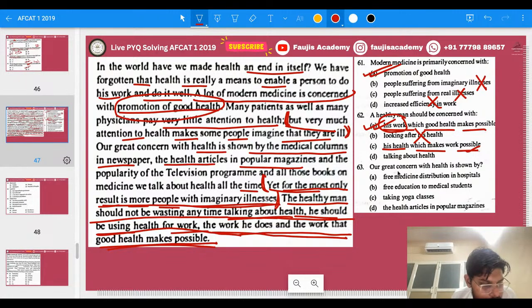Our great concern with health is shown by free medicine distribution. Nowhere we have talked about distribution of medicine. Free education to medical students. Nowhere we have talked about that.